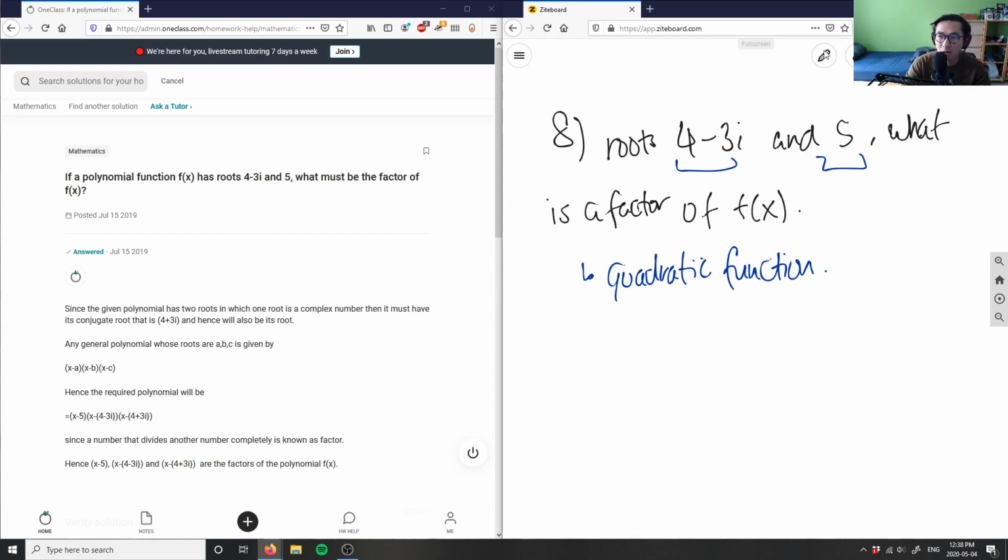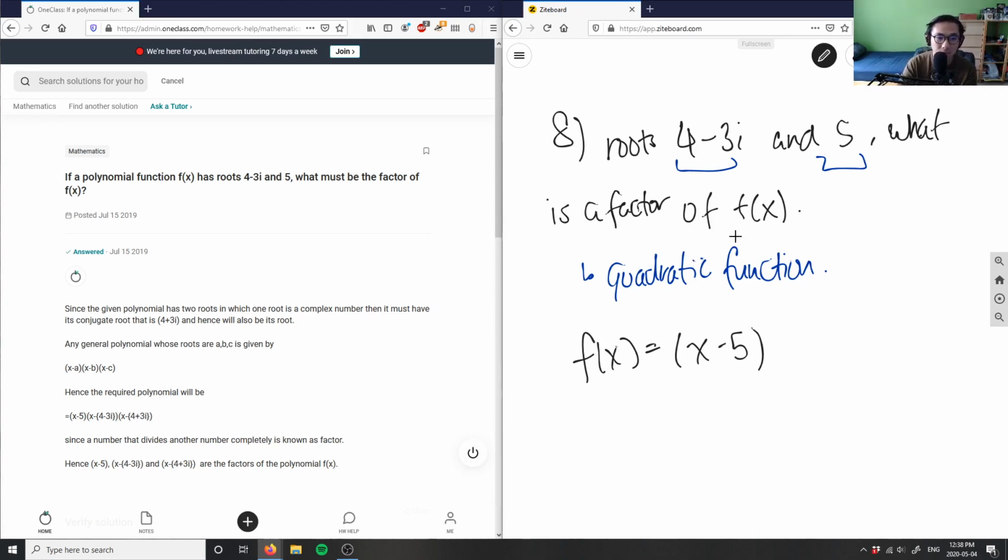So if it's quadratic and I have 2 roots here, I can simply say that f of x equals x minus 4 minus 3i, and then I have 5 here. So x minus 5, because this is a real root. 5 is a real number, a real root. And 4 minus 3i is actually an imaginary root, right? This is written in terms of a complex number.